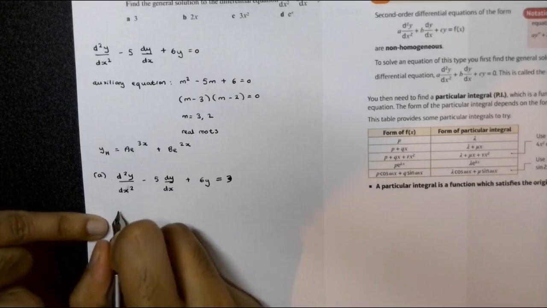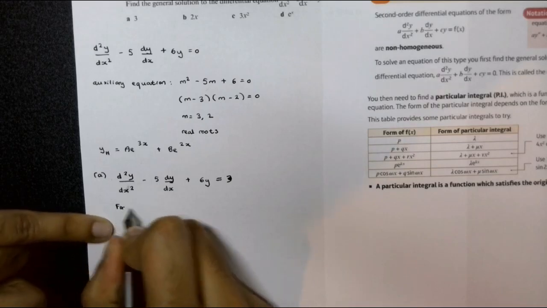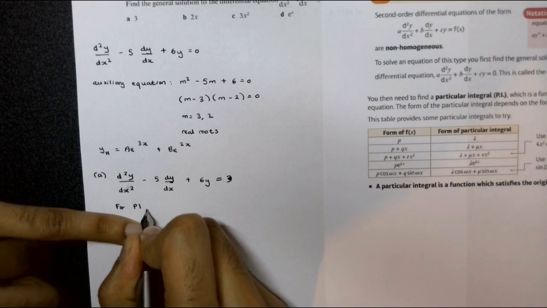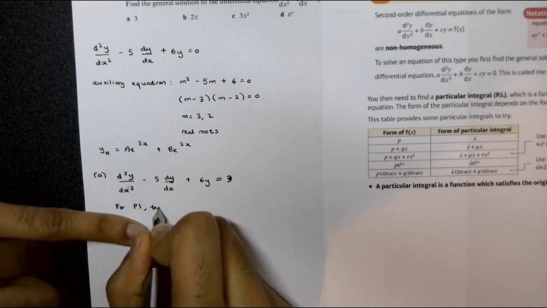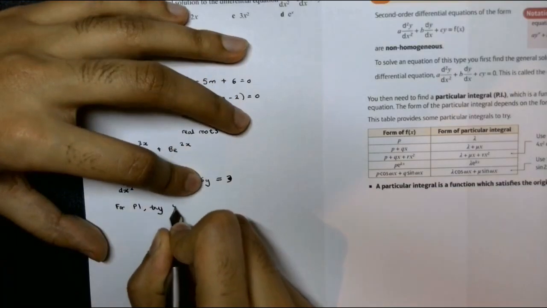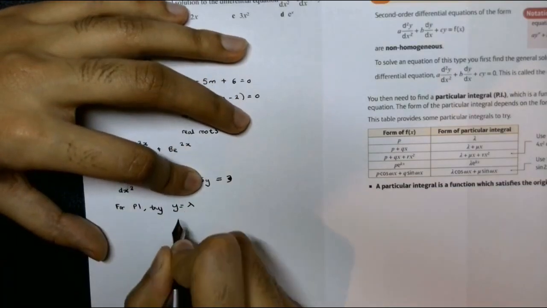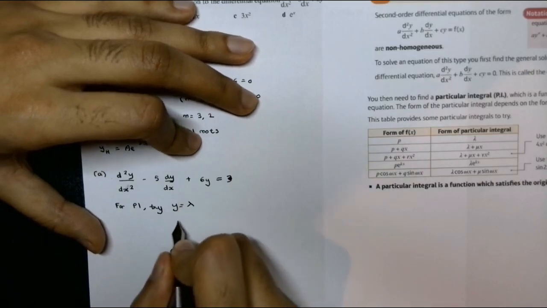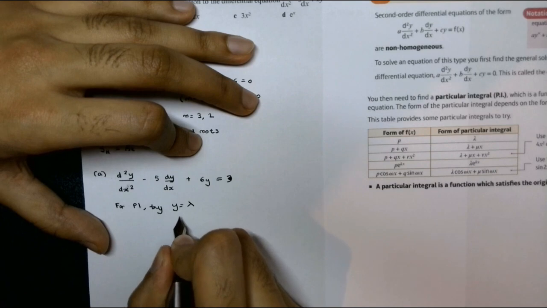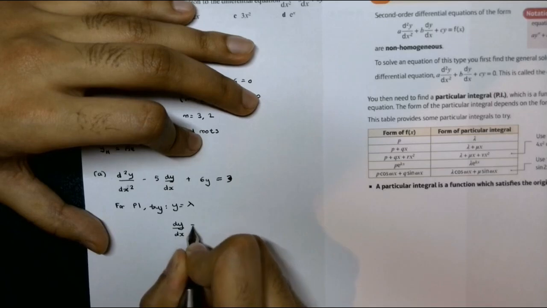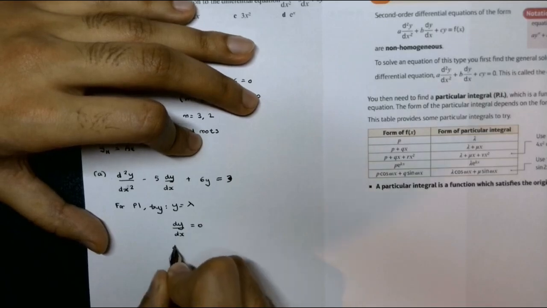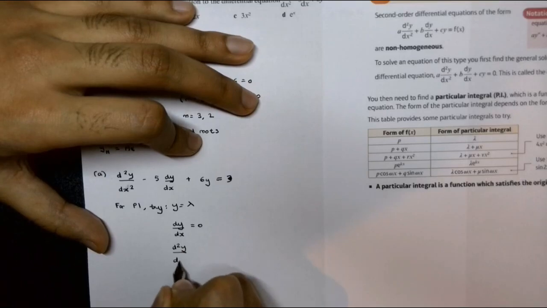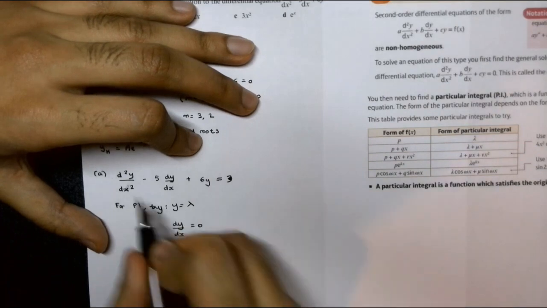So, for the particular integral, we will try y equals lambda. And the idea is over here, we're going to find out what the value of lambda is. So we need to differentiate twice. So we have dy over dx, which is equal to 0, and d squared y over dx squared equals 0. We now need to substitute these into here.